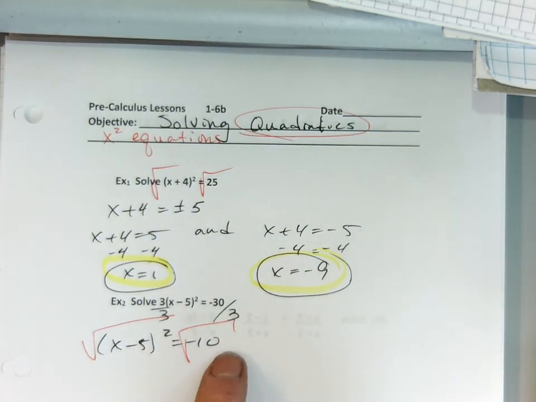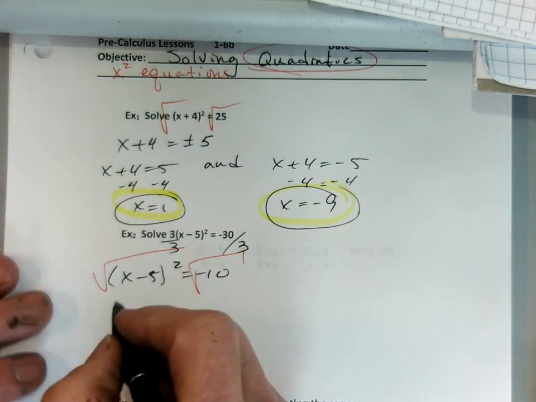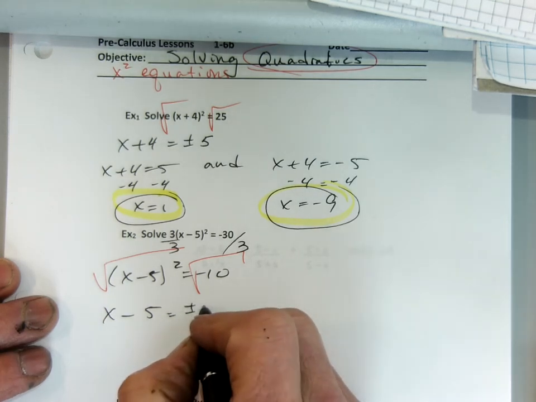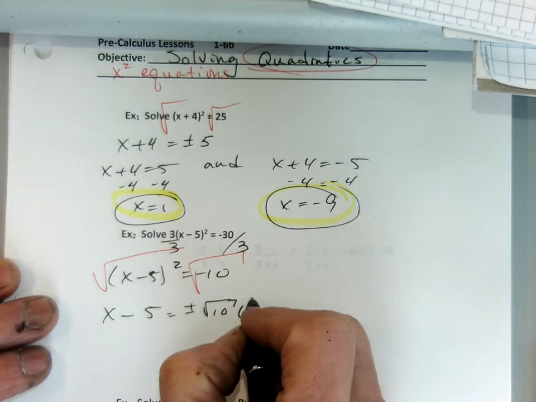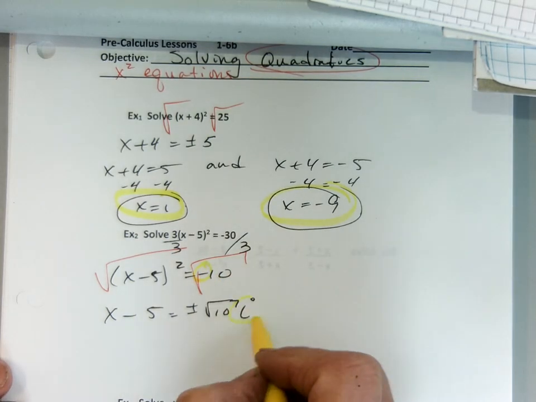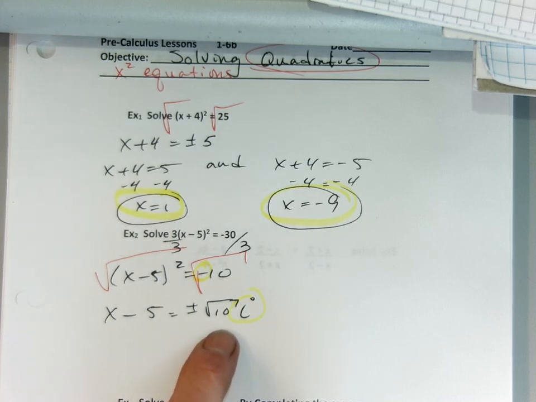The square root of 10 will not reduce. There's no multiples. There's no perfect squares. So I'm just going to rewrite it as plus or minus the square root of 10i. You okay with the i? Everybody know where the i came from, right? Yeah. Okay, good. The i came from there. And then I'm going to leave that as plus minus square root of 10 because it's a much nicer answer than 3.1 blah, blah, blah, blah, blah.